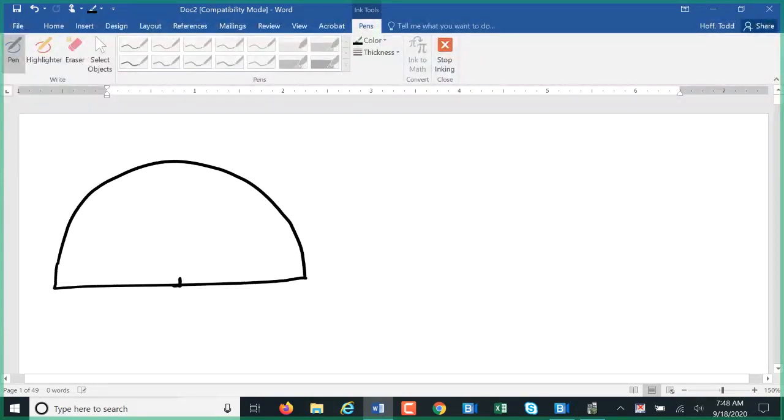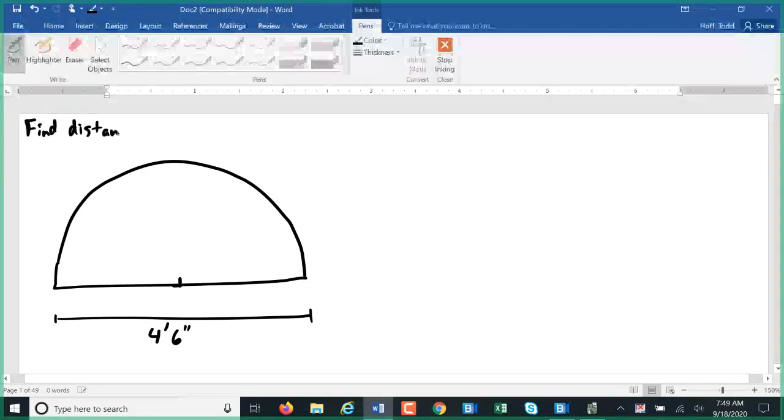First one looks like this. That is a half circle. The diameter across here is 4 foot 6 inches. I want you to find the distance around that half circle. Think of it as if we're putting an edge around it. How long would that edge have to be?